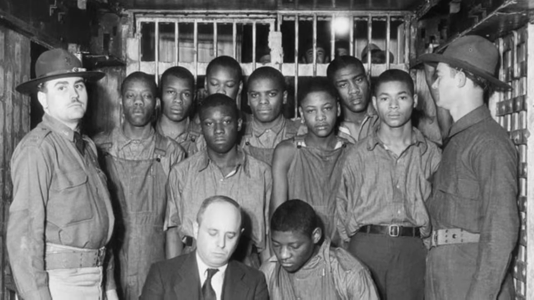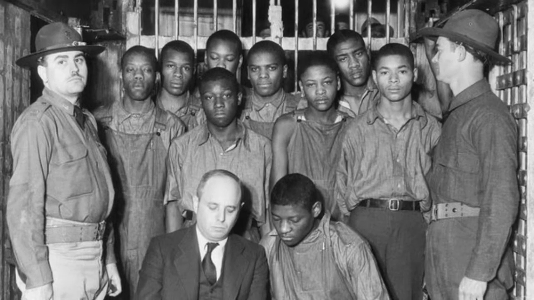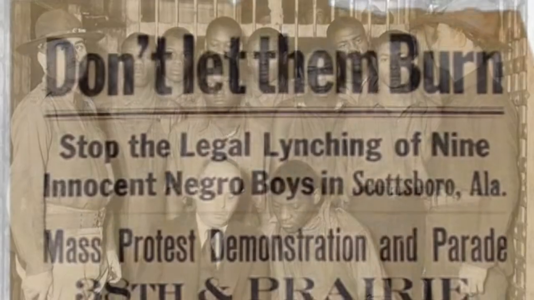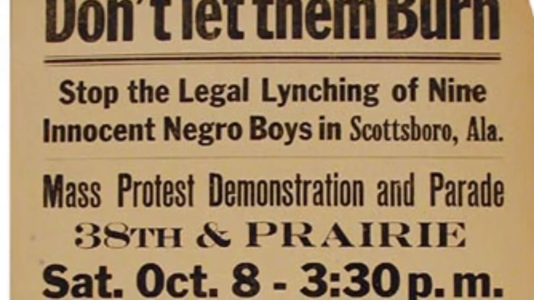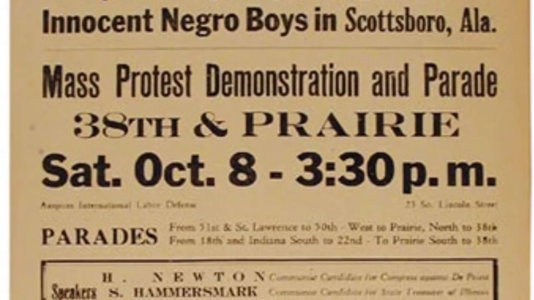Did you know that in 1931, 9 black teenagers from Alabama were falsely accused of rape, tried before an all-white jury, nearly lynched, and faced down by an angry mob in one of the greatest miscarriages of justice in American history?